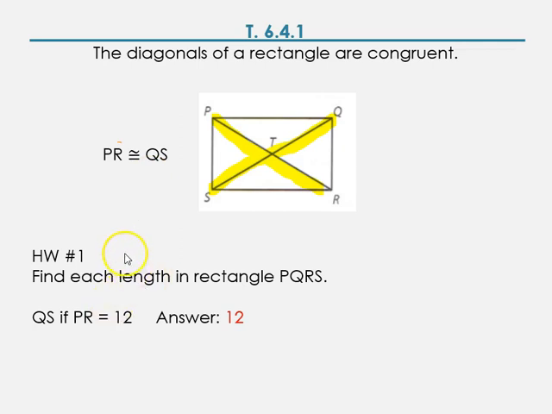Let's take a look at one of the homework problems. Homework problem number 1 says find each length in rectangle PQRS. It tells us to find QS if PR equals 12. Well, if they're congruent to each other, that tells us they're equal to each other, and if PR is 12, then QS would be 12.